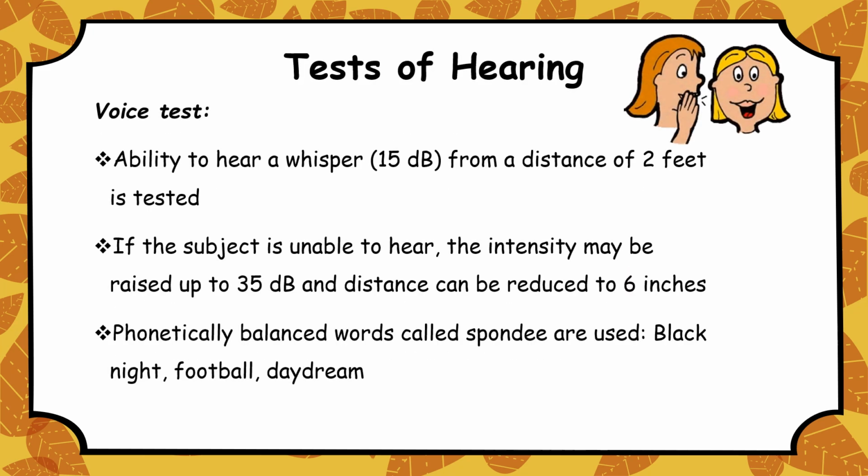Voice test or whispered voice test. The ability to hear a whispered voice of 15 decibels from a distance of 2 feet is assessed. If the subject is unable to hear, the intensity may be raised up to 35 decibels and the distance can be reduced to 6 inches. Phonetically balanced words, which are called spondees, are used, like black, night, football, daydream. They have to be phonetically balanced.